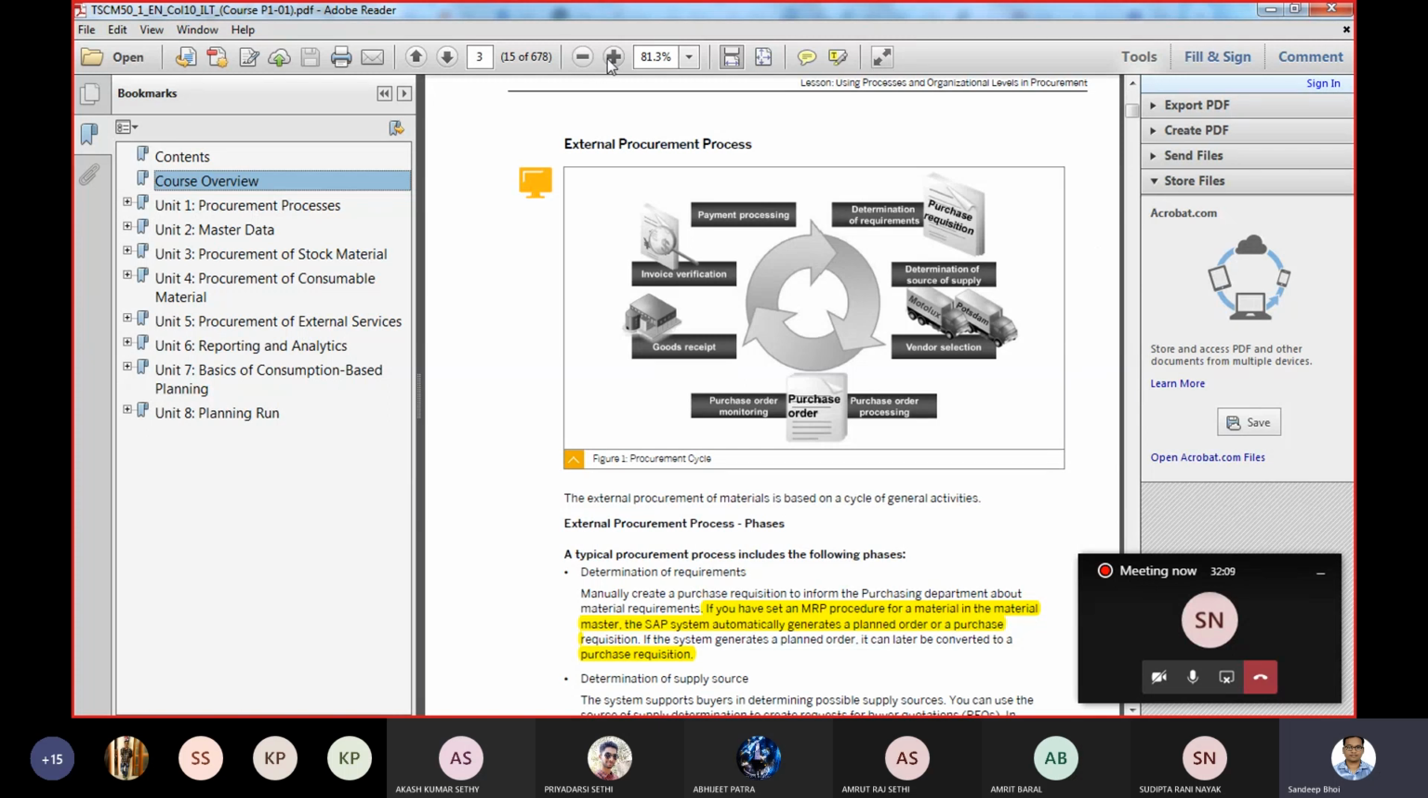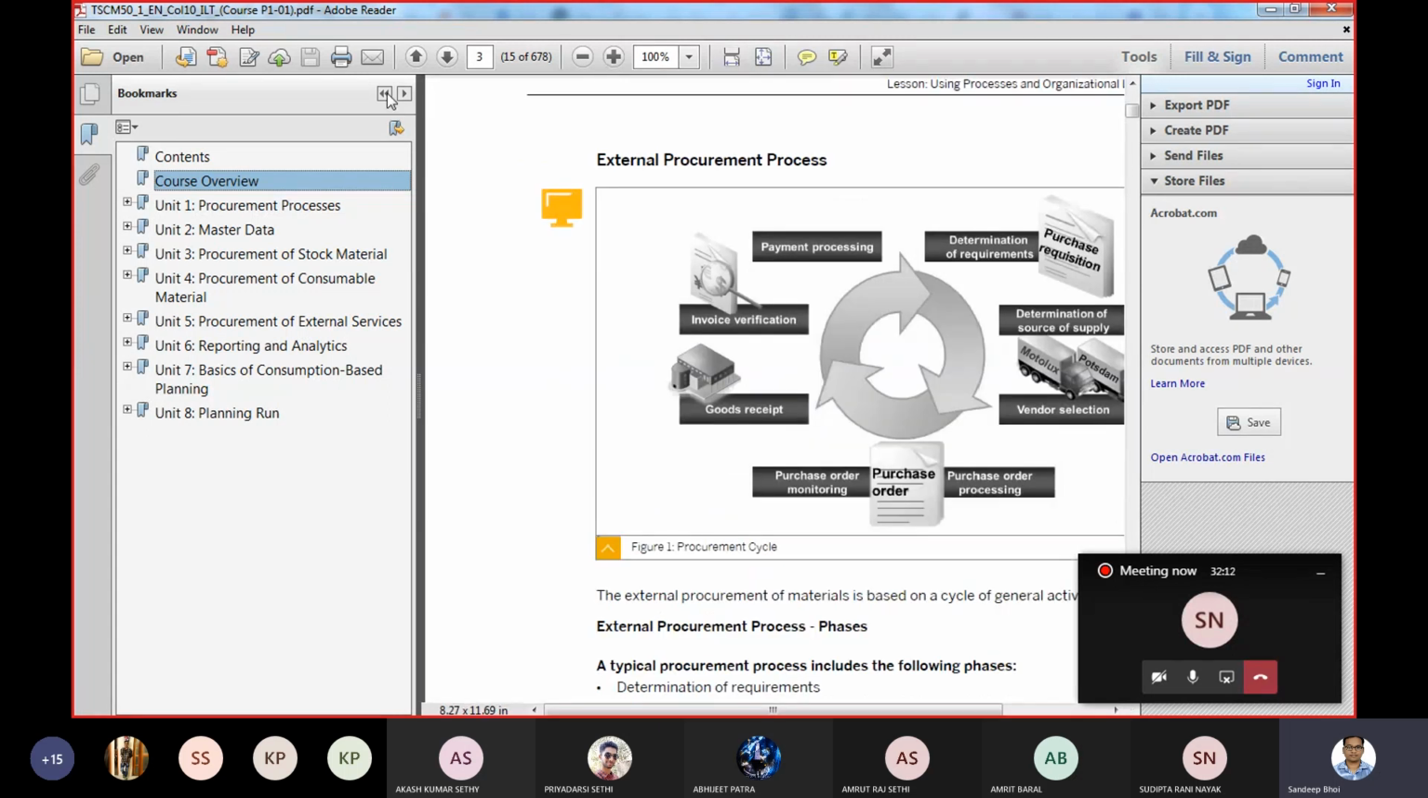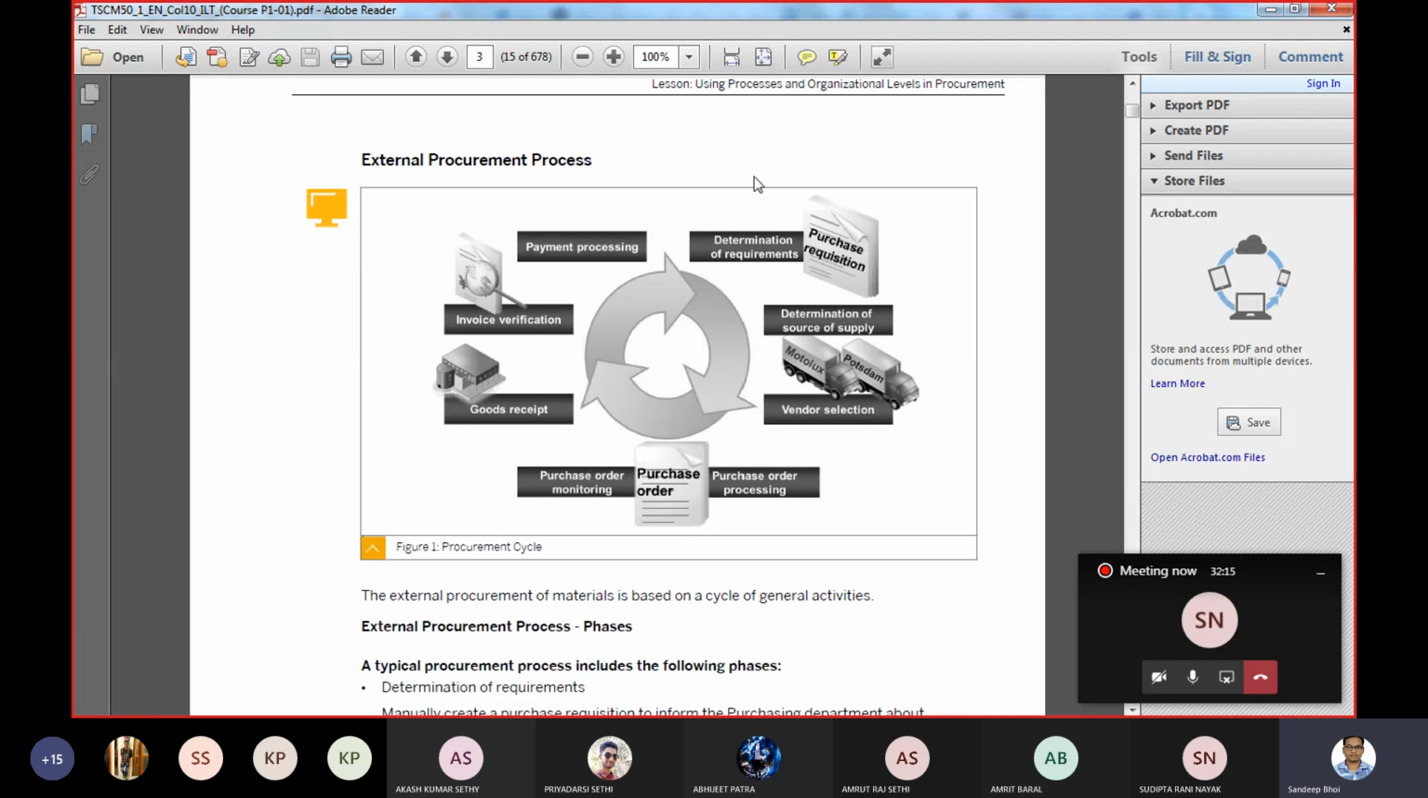You can see in the procurement cycle clearly that the cycle starts from determination of requirements. The first stage is determination of requirement, and the second is determination of source of supply and vendor selection. Then we go for purchase order processing, then purchase order monitoring, then goods receipt, then invoice verification and payment processing. So I will discuss one by one; you just need to listen carefully to what I am discussing.